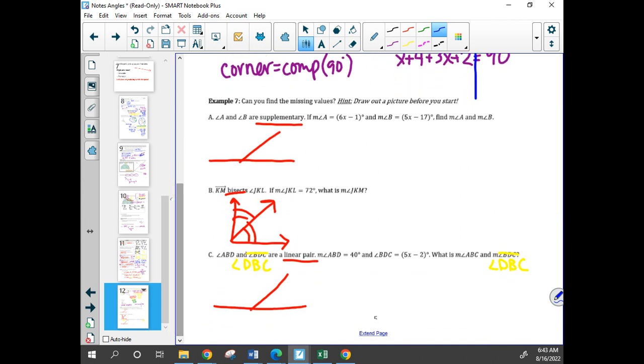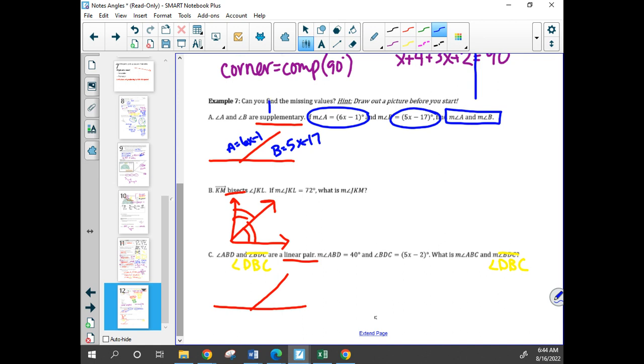With example 7, the vocab word is written in there, so you have to sketch it out. Supplementary makes a straight line, so we have angle A and angle B. They tell me angle A is going to be 6x minus 1, while B is going to be 5x minus 17. Again, I'm going to do the setup, and I want you guys to find the two missing measures. To do that, you have to find x.